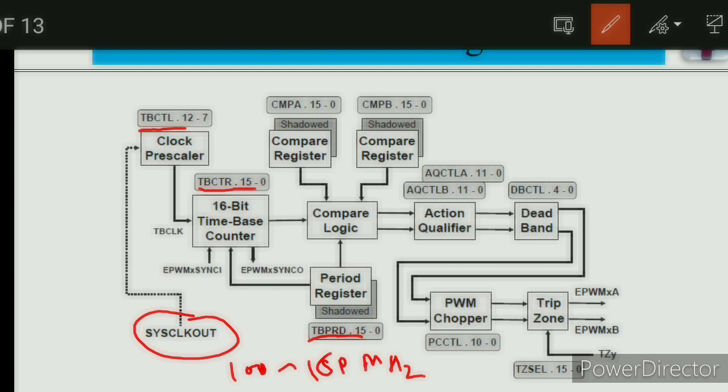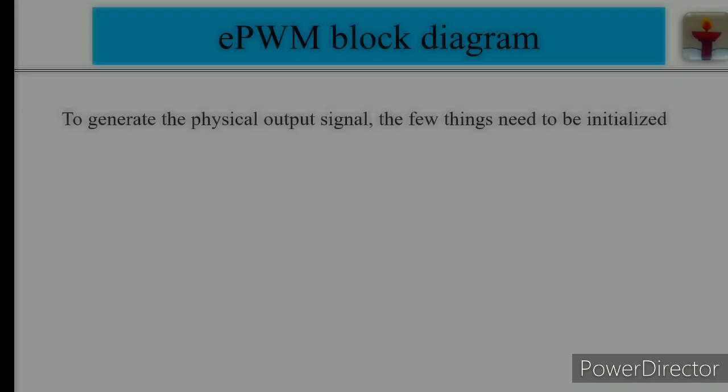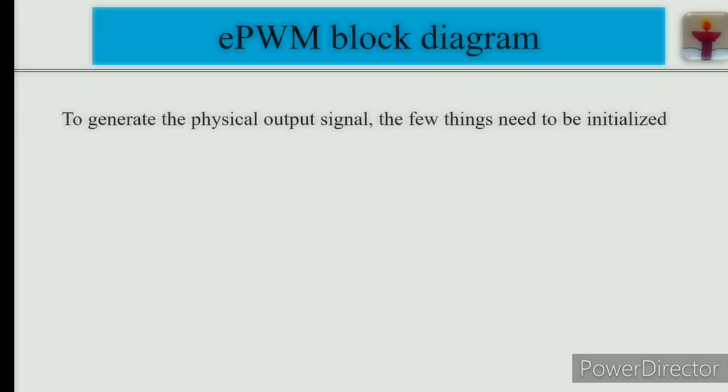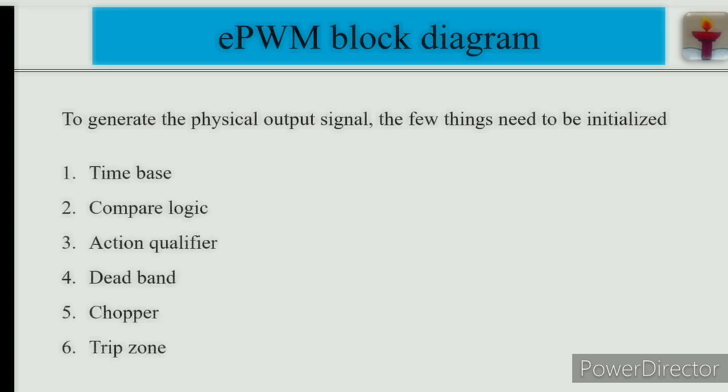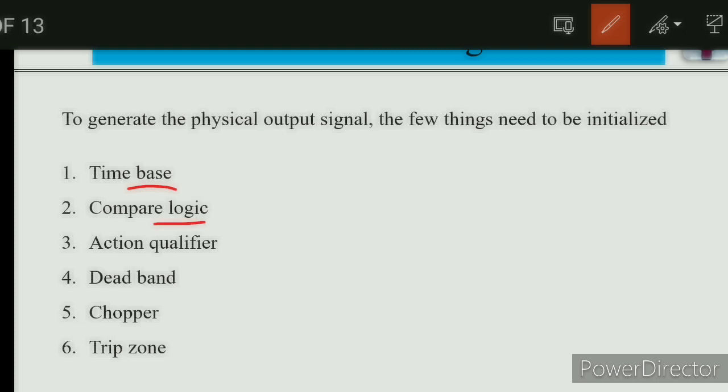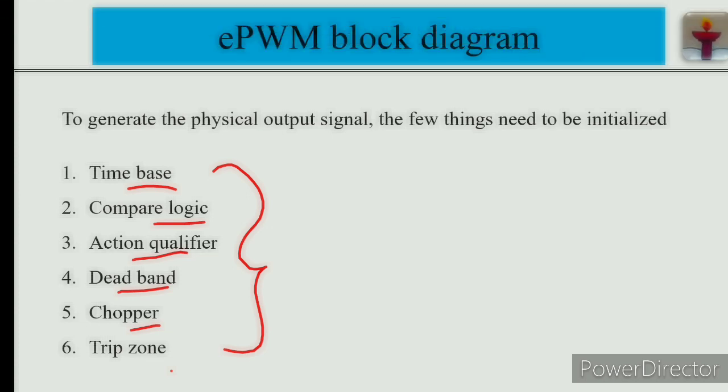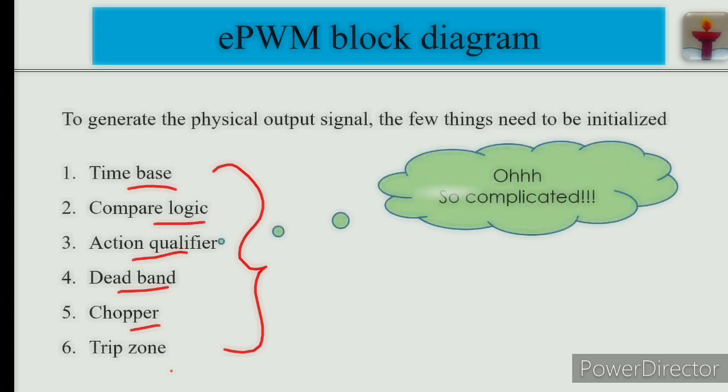There will be different modes of operation. We will talk about all the modes of operation. Now the next thing is, to generate the physical output signal, a few things need to be initialized. What are these things? Time based registers, compare logic, action qualifier, deadband, chopper and trip zone. We need to initialize these to get the physical signal on the EPWM pin. We will talk in detail about how we can assign all these things, right? Now you may think this is a very complicated task.